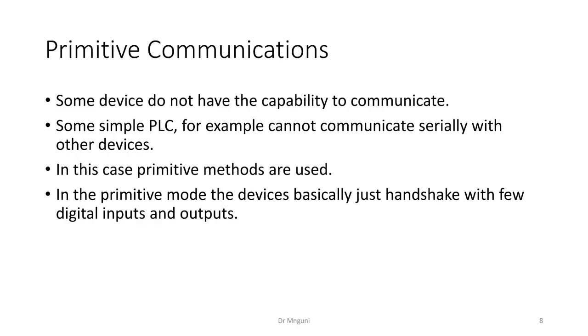As I stated, some devices do not have the capability to communicate. Okay, what does that mean? Some simple PLCs, for example, cannot communicate serially with other devices. Now, in this case, primitive methods are used. Okay. Now, in a primitive mode, the device basically just handshakes with a few digital inputs and outputs.